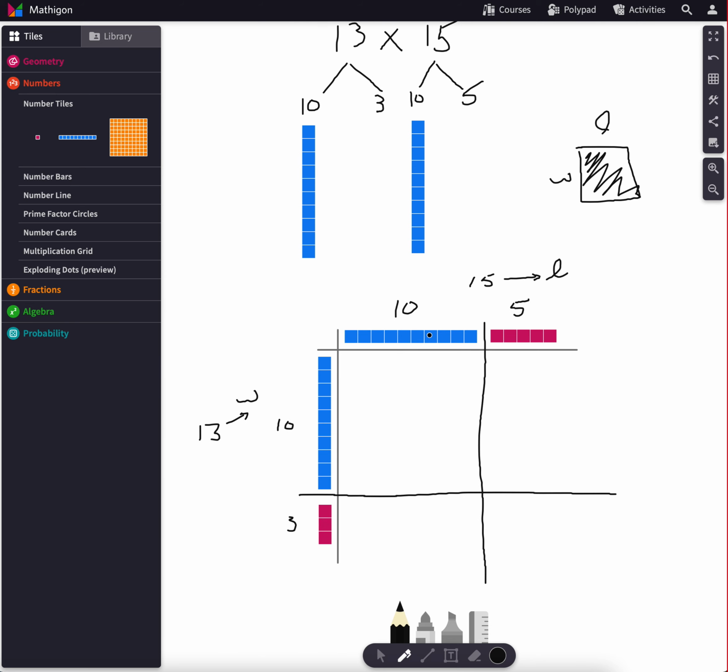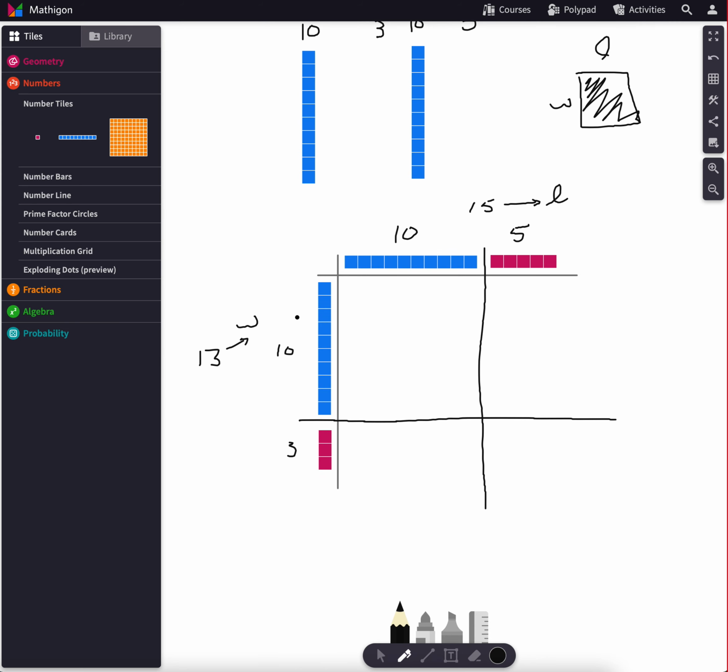Okay, so we essentially get this table in 4 quadrants, right? We have 4 quadrants because I need to multiply the 10 times the 10. I also need to multiply the 10 times the 5.